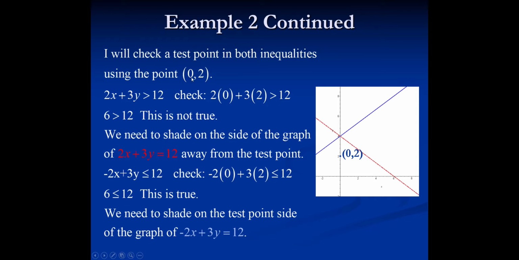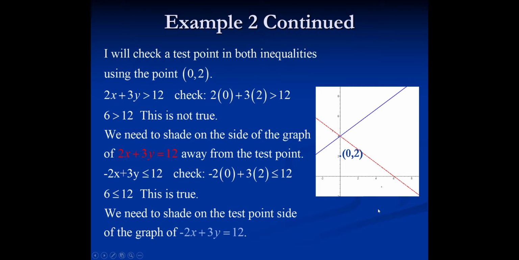So using a test point (0, 2) on this one, I check, I get 6 greater than 12, which is not true. So I have to shade on the side of the graph of, and I put it in red. See, this is the equation corresponding to that inequality. I drew it in red because it would correspond to this line right here, the line in red. So when we shade this one, we got to shade away from the test point.